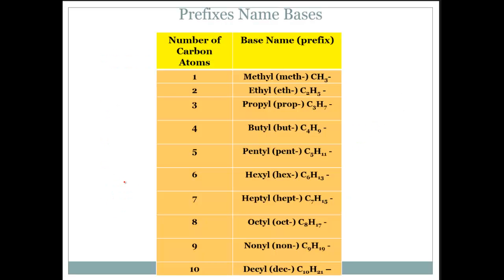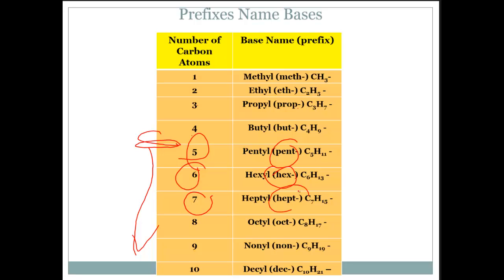So these are the prefixes that you need to memorize. 1 is meth, 2 is eth, 3 is prop, 4 is but. After you get past 4, a lot of them are geometric. You could probably remember them that way. For instance, 5 is pent, 6 is hex, 7 is hept, just like the shapes: heptagon, hexagon, pentagon.